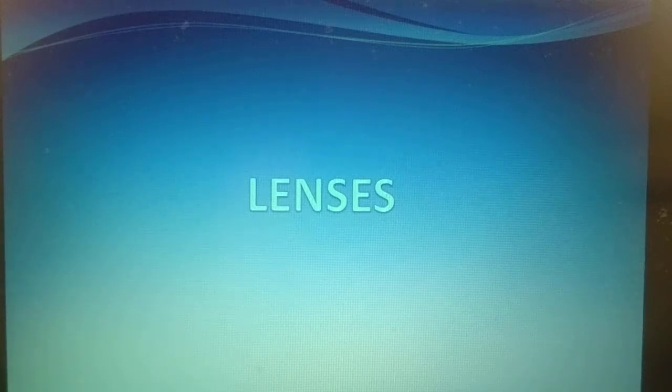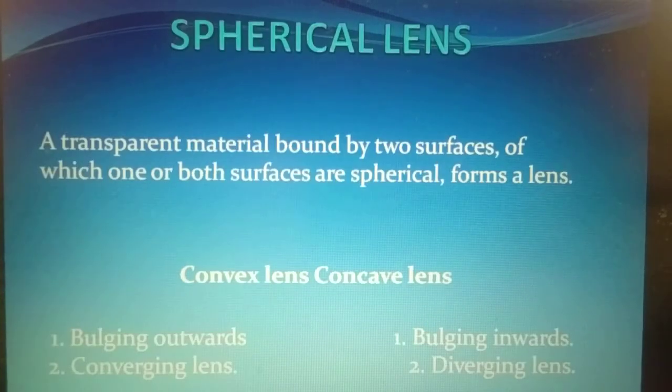Welcome to physics class. Today we are going to study about lenses. So what is the meaning of lens? Lenses are a transparent material bound by two surfaces, of which one or both surfaces are spherical, then it forms a lens.